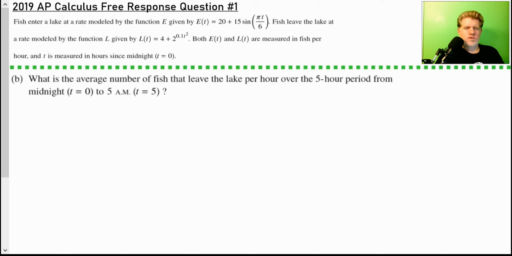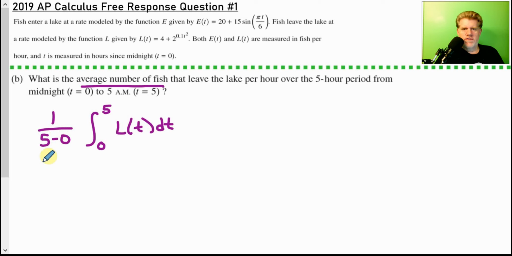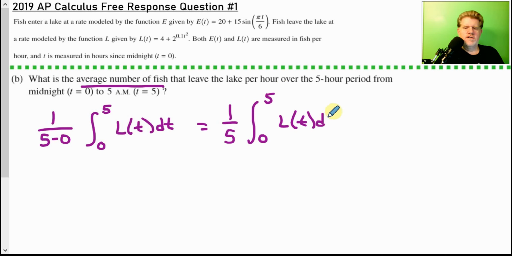All right. Question B, the average number of fish that leave the lake over that 5-hour period. All right, so the average that leaves, we know the amount of fish that leave would be given by this. So that's the total number of fish that leave the lake between 0 and 5. So our average is going to be that. We're going to divide that by 5. It's going to be 1/5 of that. And that will yield us our answer.